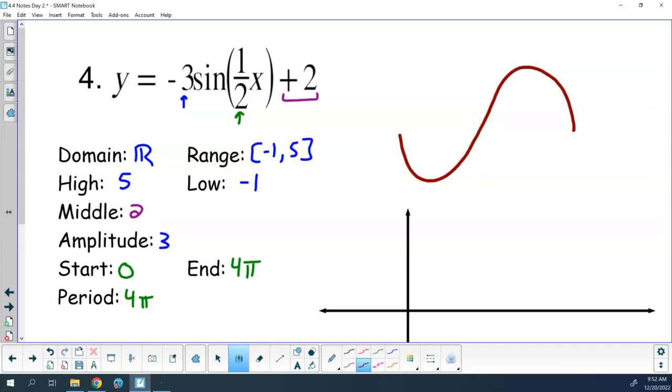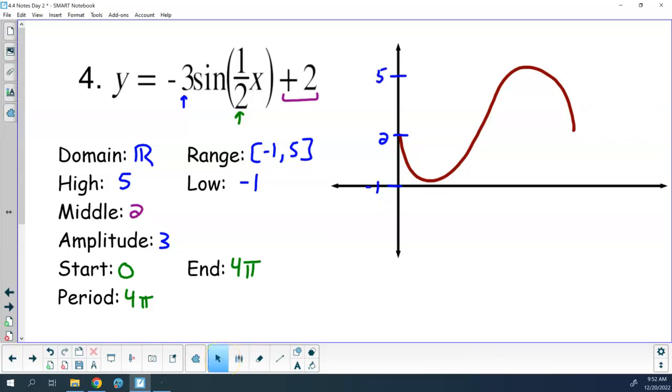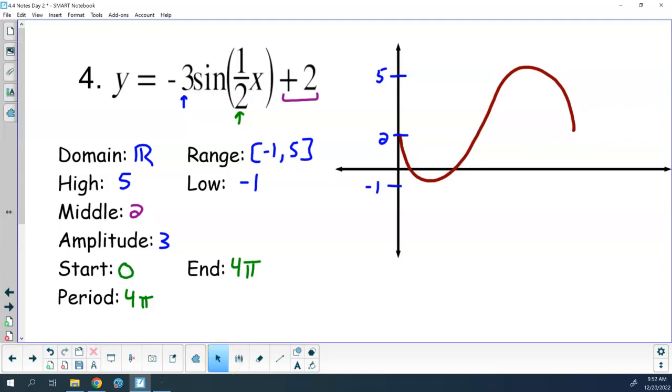Okay. We started at 0, so I can put my vertical axes there. My middle right here is 2. My low down here is -1, and my high up here is 5. So based off of that, I would put my horizontal axes somewhere in there.